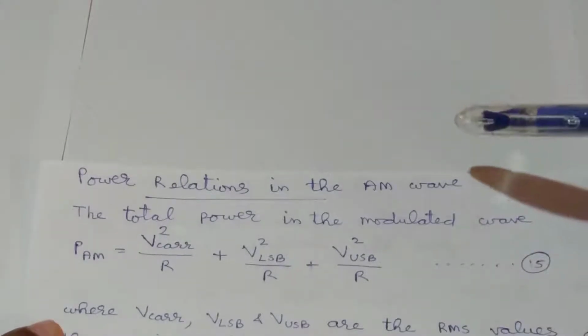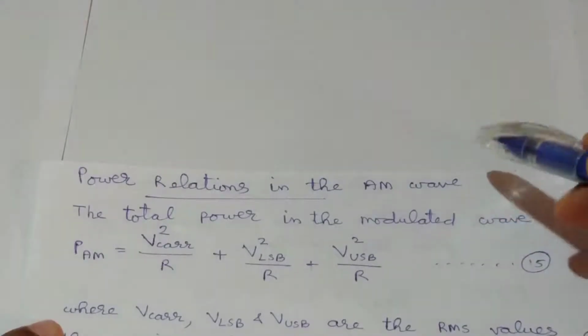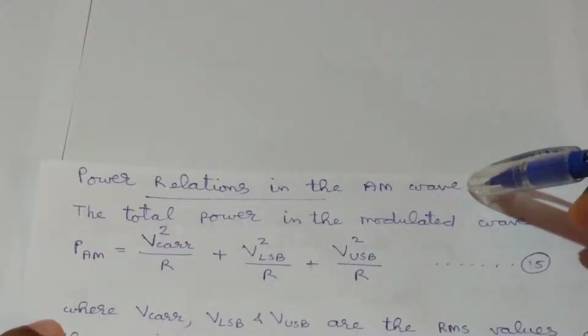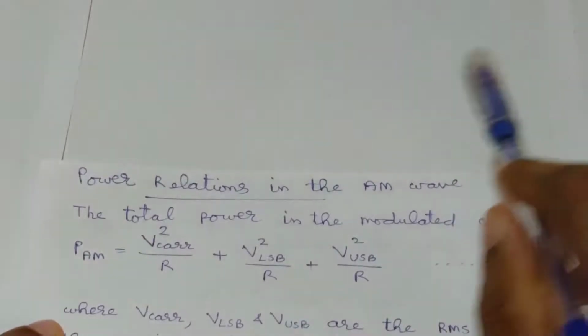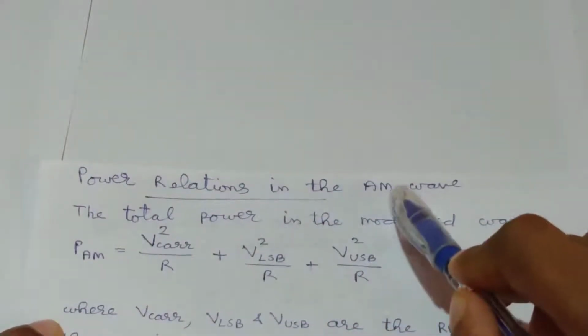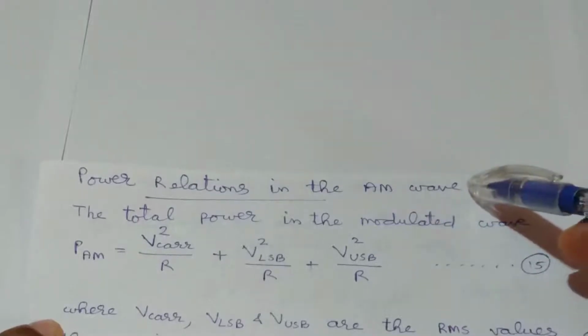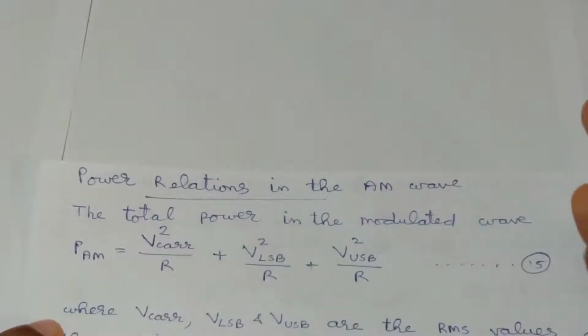Today we are going to discuss the power relations in the AM wave. That means we are going to calculate the power developed by an AM wave when it is passed through a resistance R. Or say we are receiving this AM wave by using a receiver antenna whose resistance is R. So we are going to calculate the power developed by this AM wave on that receiver antenna.